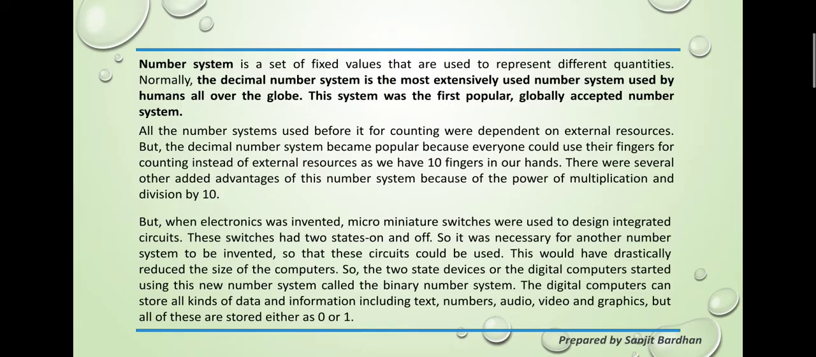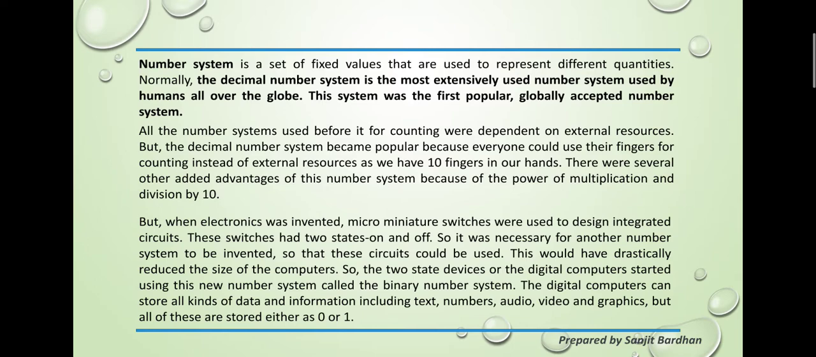Here you can see the number system. What is number system? First of all, we need to know number system. Number system is a set of fixed values, okay, a set of fixed values that are used to represent different quantities. Normally the decimal number system is the most extensively used number system by humans all over the globe. The decimal number system was the first popular, globally accepted number system.